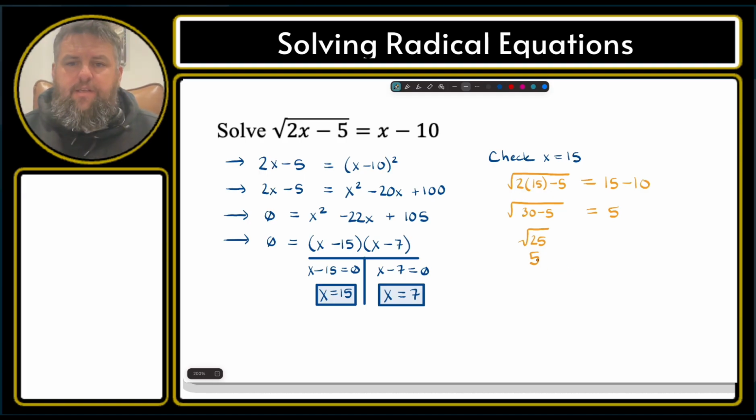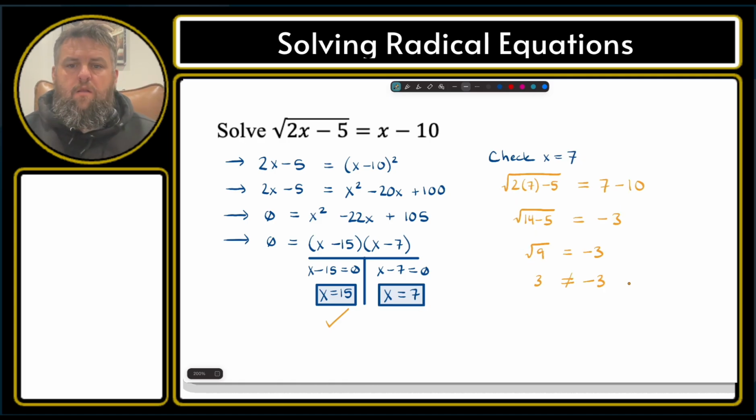So as you can see, through the process, I get 5 is equal to 5, so 15 is a good solution. Next, we're going to check x equals 7. As you can see, 3 does not equal -3. So we are going to reject that second solution.